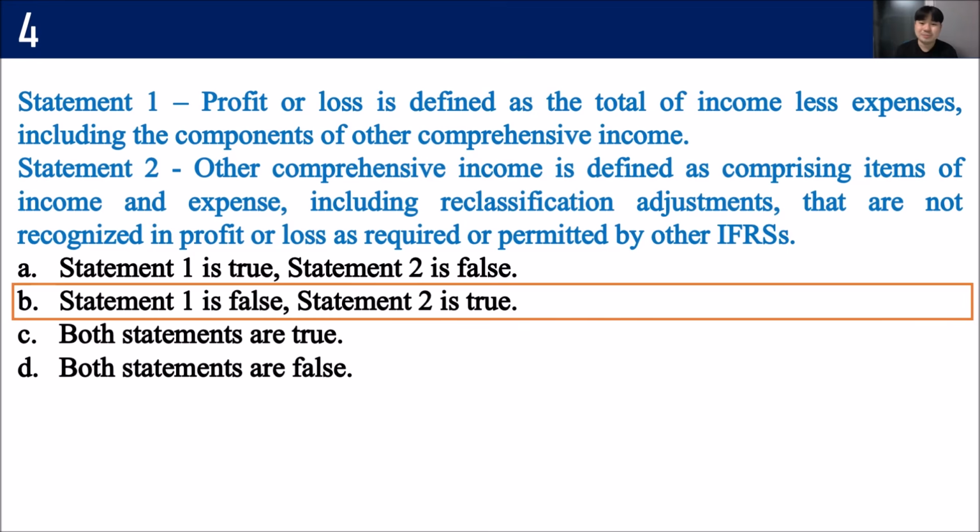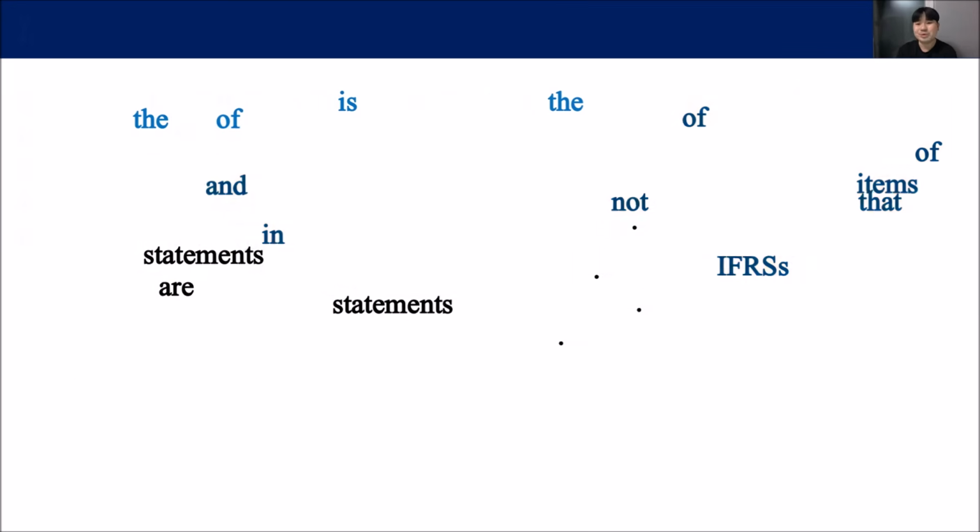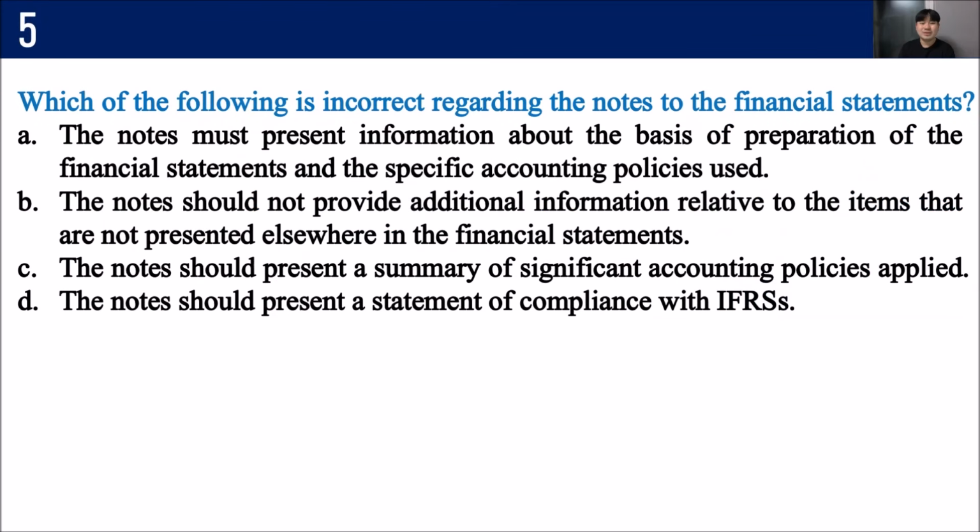Excluding the components of OCI. Kasi nga po, OCI sila. Okay? Hindi po including. Ngayon, kapag sinabi mong profit or loss, including components of other comprehensive income, naging total comprehensive income na siya. Okay? So, net income is only your income less expenses, excluding OCI. And last number 5, which of the following is incorrect regarding the notes to the FS?